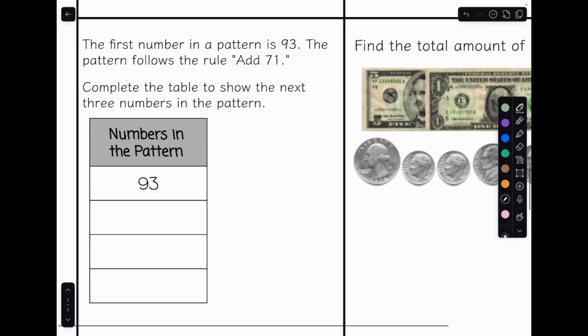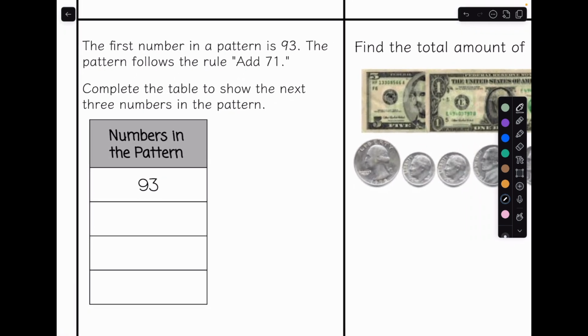All right, we're almost to the end. The first number in the pattern is 93. The pattern follows the rule of add 71. So all throughout, you're going to add 71. I'll do the first part with you, but you guys can finish the rest, okay? We're going to do 93 plus 71. 3 plus 1 equals 4. 9 plus 7 equals 16, right? So 164. Remember, your rule is add 71. So you're going to do that again and again, okay?